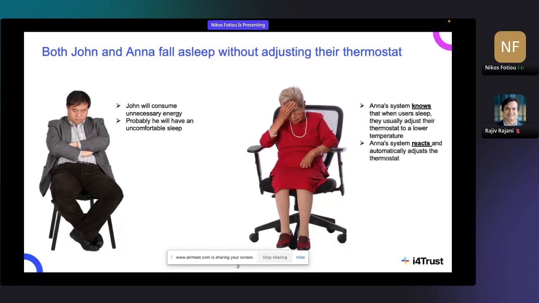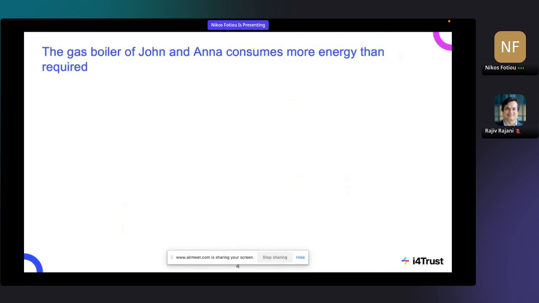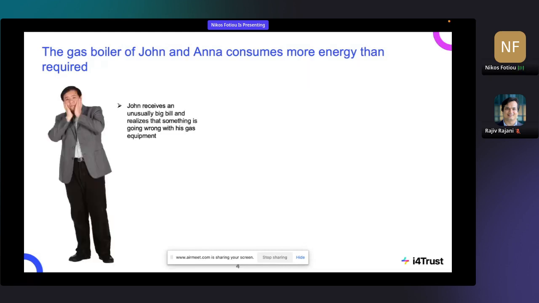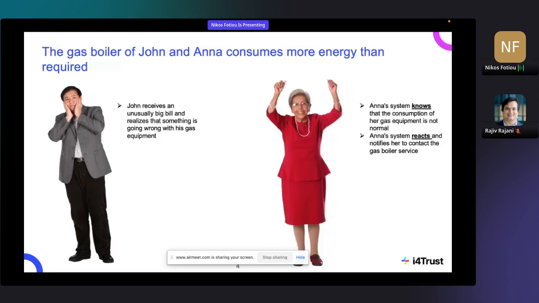But the enhanced energy management system of Anna will realize that Anna has fallen asleep, maybe using some data from her smartwatch, and it knows that usually when Anna falls asleep, she adjusts the thermostat, so it will react accordingly. Another problem is that John and Anna may have an issue with the gas boiler. John will just receive an increased bill, and then he will realize that something may have gone wrong. But Anna's energy management system will detect that her gas boiler is consuming more energy than required, and it will react by notifying the gas boiler management service.